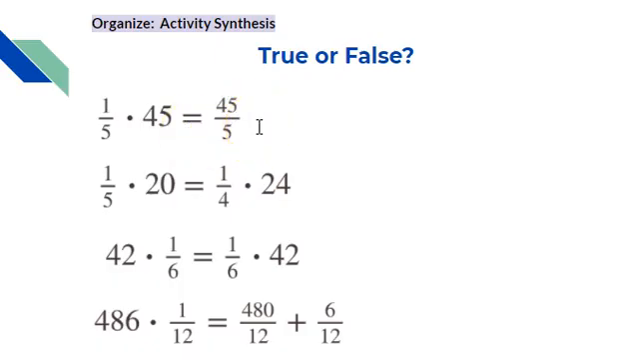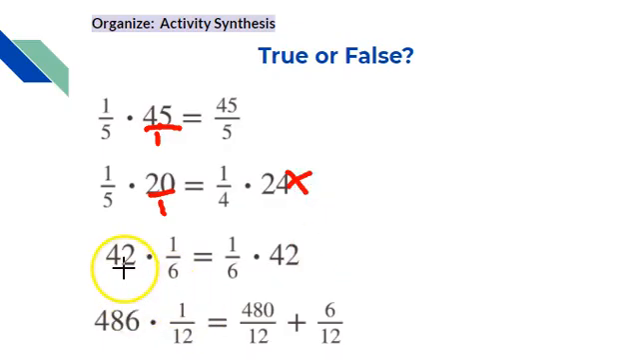Is that true? Yeah, it is, because remember that when you talk about multiplying a whole number times a fraction, you're going to make that whole number over 1 to make it a fraction. 1 times 45 is 45. 5 times 1 is 5. What about here? Can we make this 1/5 times 20? Is that going to be the same as 1/4 times 24? No, it's not. We're multiplying by completely different things. So this one is false.